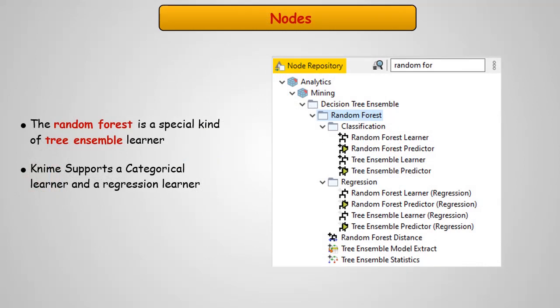The random forest is actually a special kind of tree ensemble learner. They're very similar, but it's one of the decision trees. It supports both categorical learner and regression learner. So you see under random forest, there's a random forest learner and predictor and a random forest learner and predictor regression.